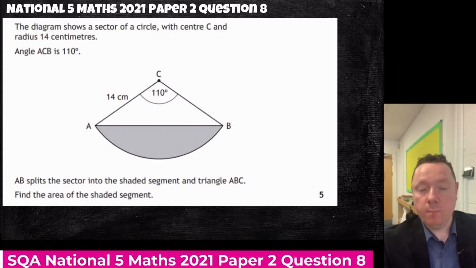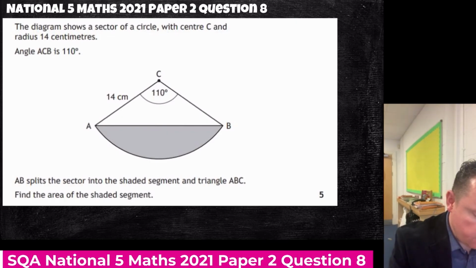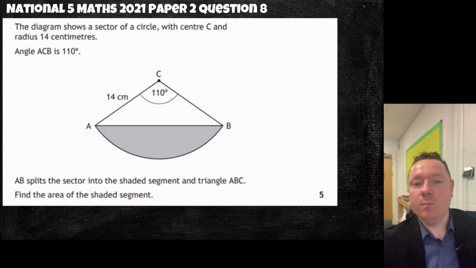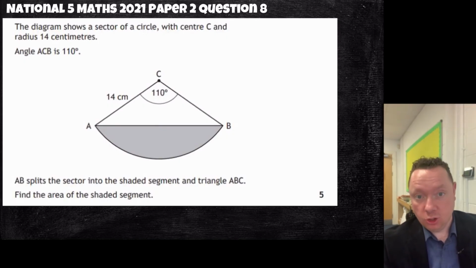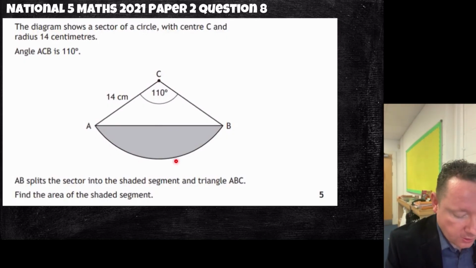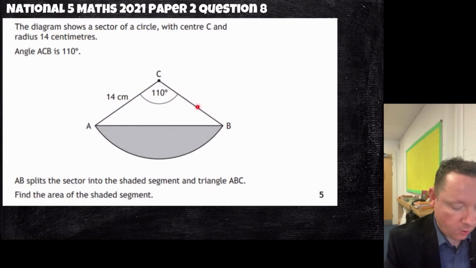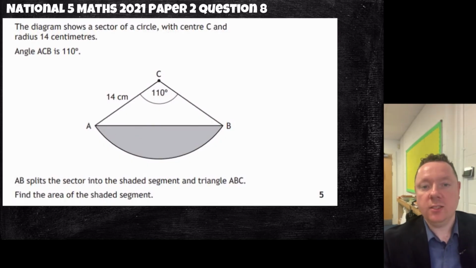SQA National 5 Maths 2021 Paper 2 Question 8 had the diagram shows a sector of a circle with centre C and radius 14 as shown. Angle ACB is 110 degrees. AB splits the sector into a shaded segment and a triangle ABC. Find the area of the shaded segment. So this is kind of combining 2 things here. We've got area of a triangle using trigonometry, and we've got area of a sector. If I knew the area of the whole sector, then that would give me all of this bit. If I then took away the area of the triangle, it would leave me with this little shaded bit here. So that's going to be my approach.